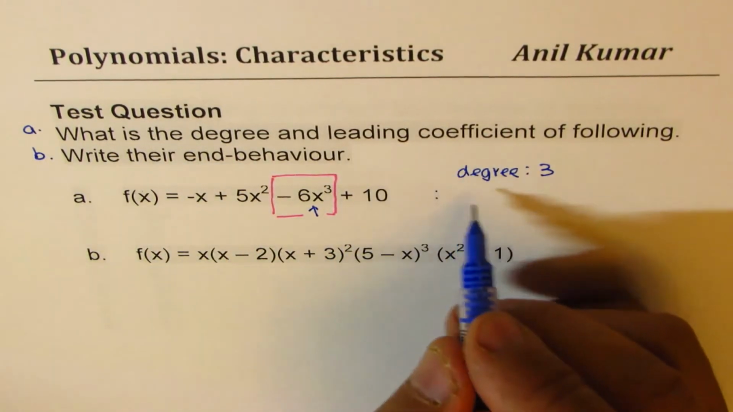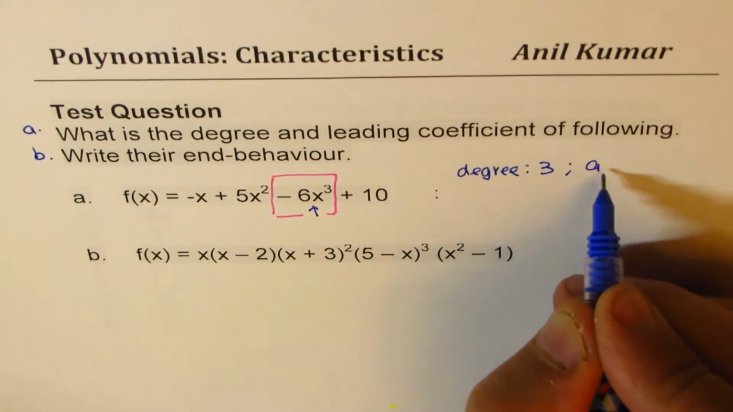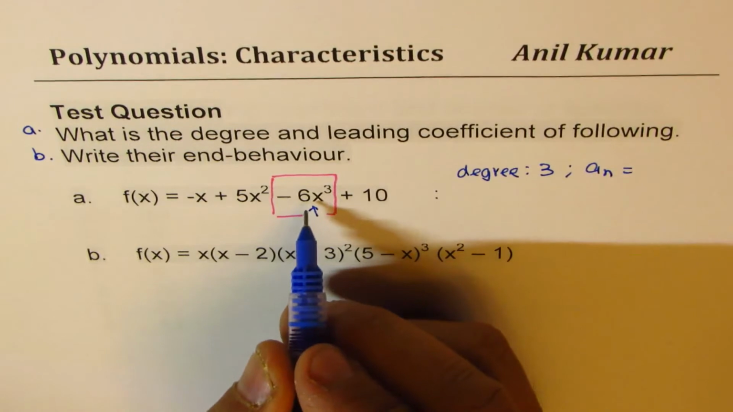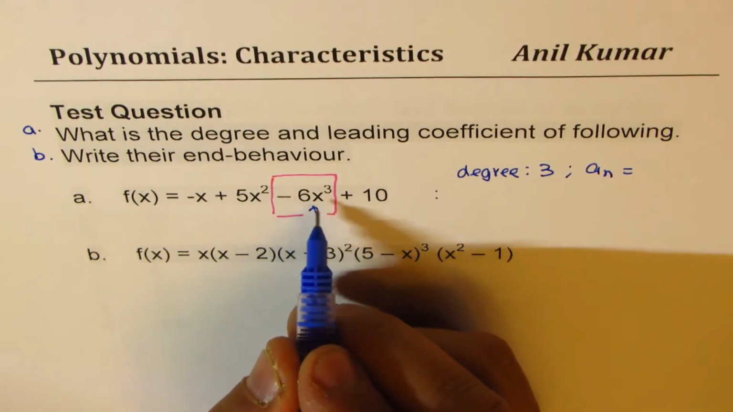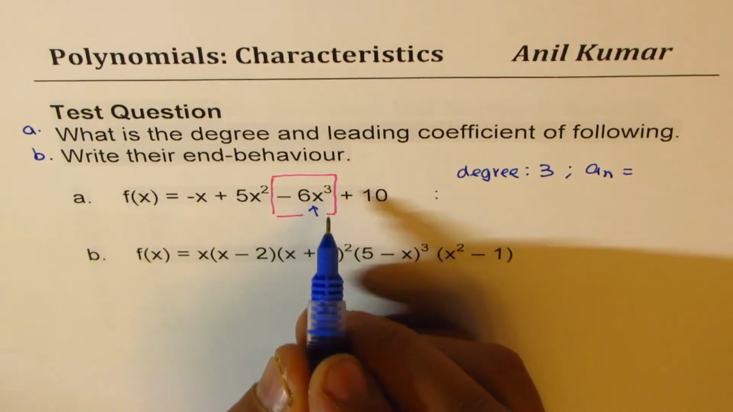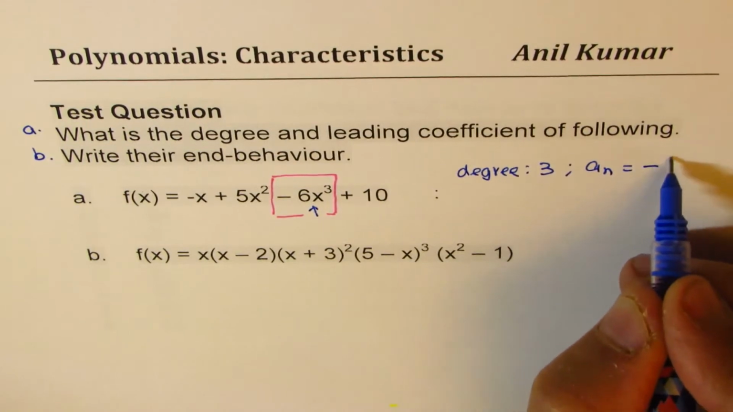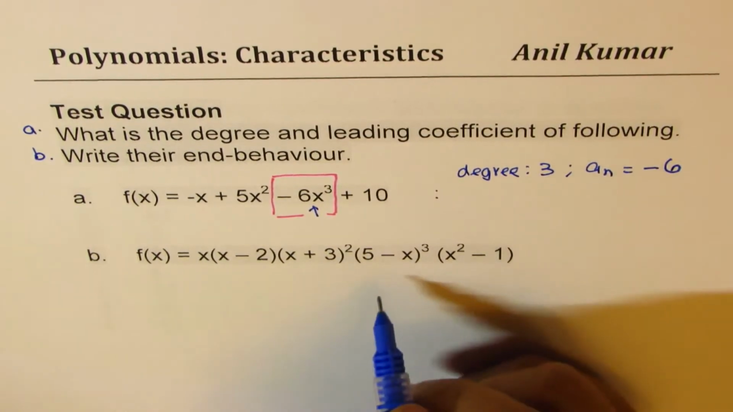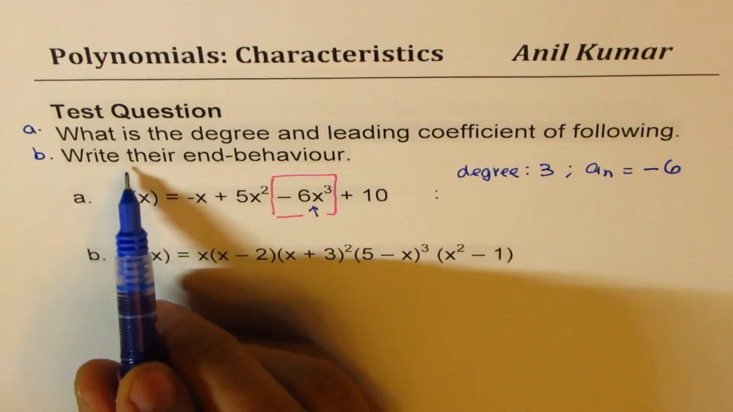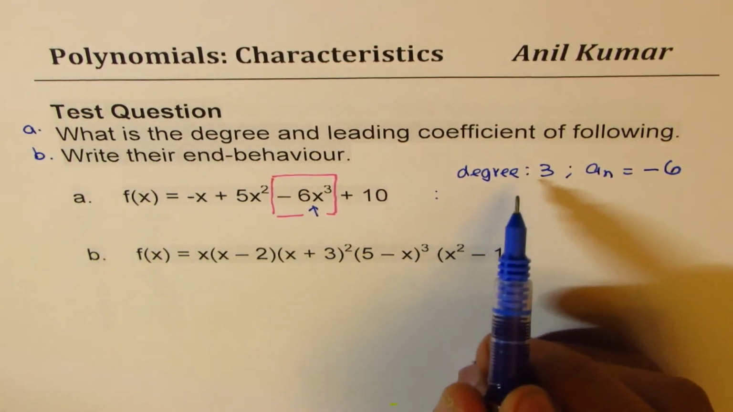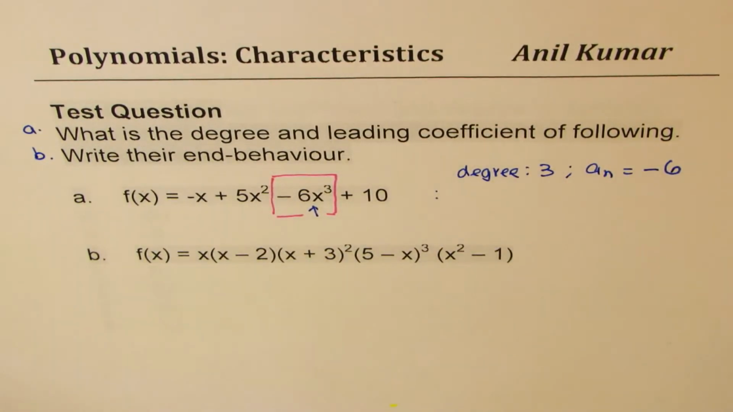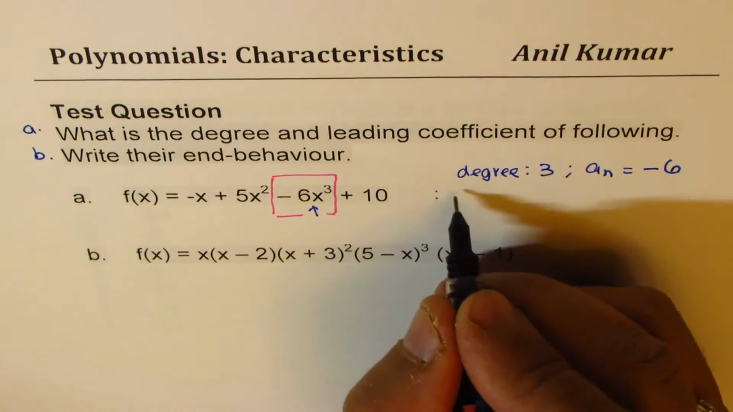And what is the leading coefficient? Let me write the leading coefficient as a_n. The leading coefficient is the coefficient of the term with the highest degree. So it has to be minus 6. Do you see that? Now, end behavior. We have odd degree. Odd degree means what? Odd degree means opposite ends.